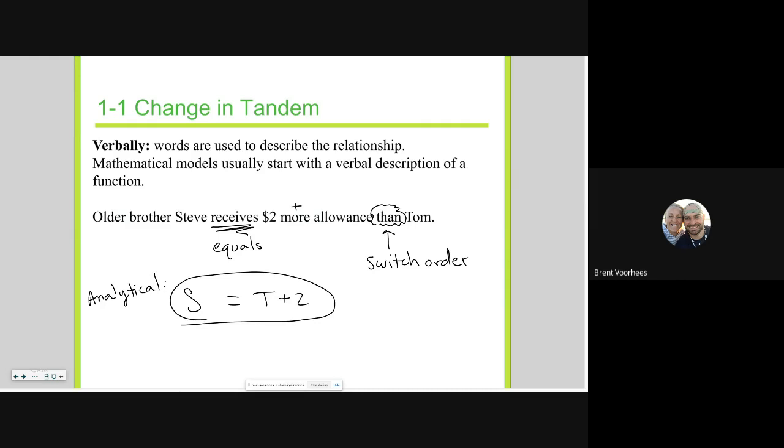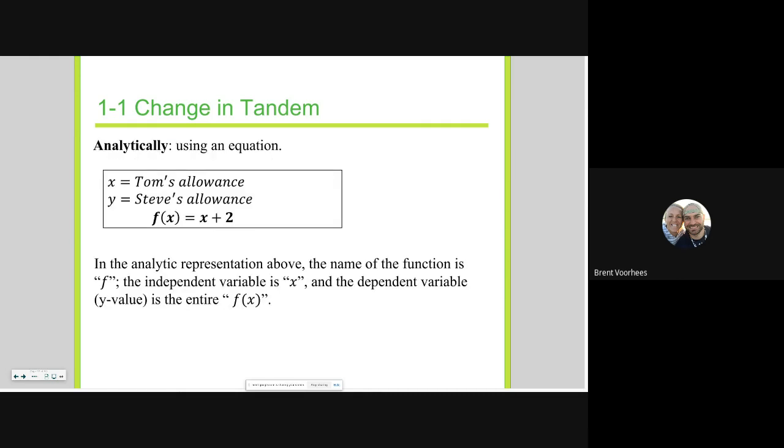Now, as we were working that through, you might not have noticed, but your very next slide gives us the same thing. It says analytical. There we go. Analytically, using an equation. So if X is Tom's allowance, Y is Steve's allowance. So this is Steve. Then we have S equals T plus 2. Is that how he wrote it? Yes. Now look, they did the same thing. They said X is Tom, and Y is Steve. And then they changed to f of x.